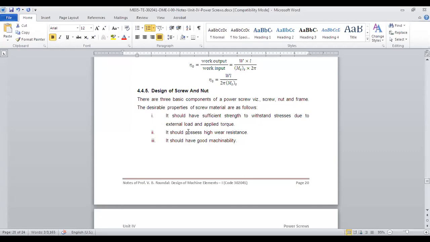Take an example of a C clamp. In a C clamp we have a frame. The nut is attached to the frame, and your screw will go to and fro. In the case of a C clamp or vice, you put torque at the end of the screw, and with the torque your screw will rotate and go to and fro. With that motion we can apply force, right? You will see this in today's numerical also. But in general we have three parts: screw, nut and frame.